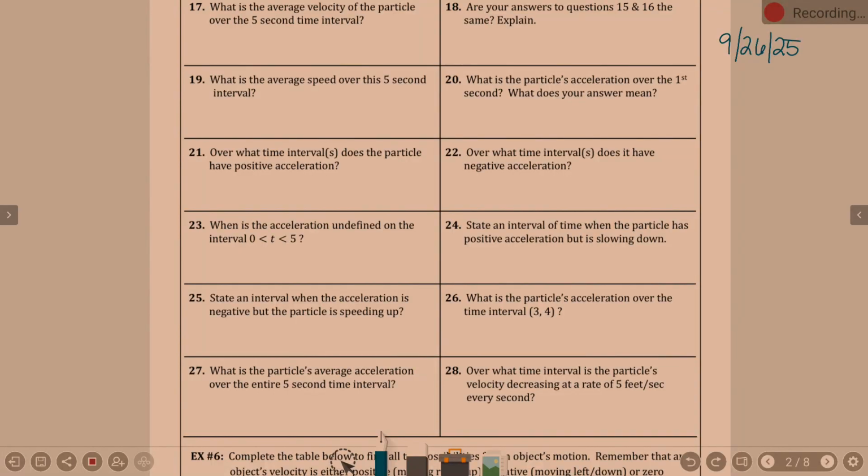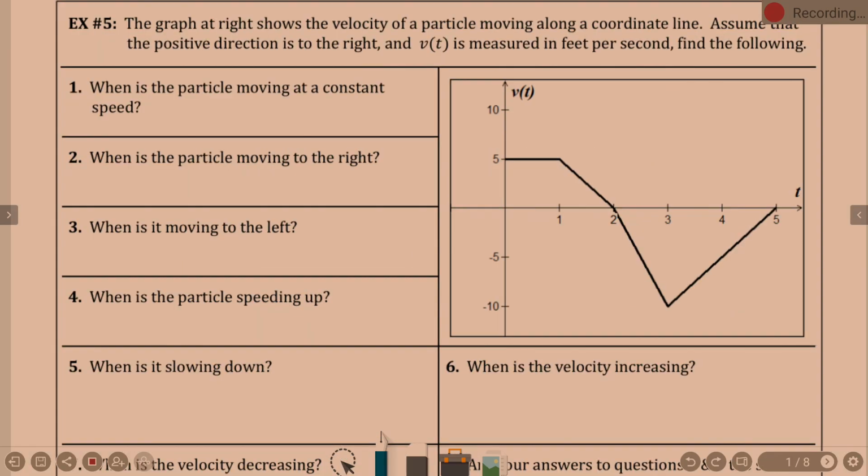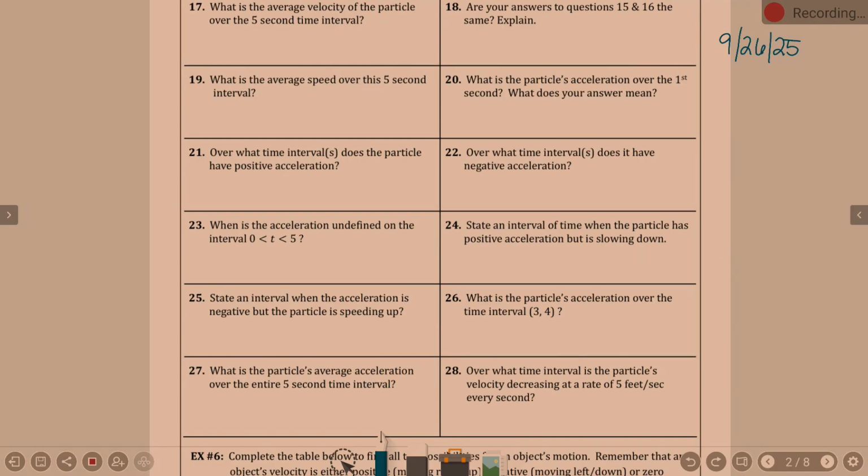So we're picking up on 17. As a reminder, this is a velocity time graph. That's the key: this graph here is velocity, as opposed to a distance graph where the slope is velocity. Okay, 17 is asking, what is the average velocity of the particle over the 5-second time interval?